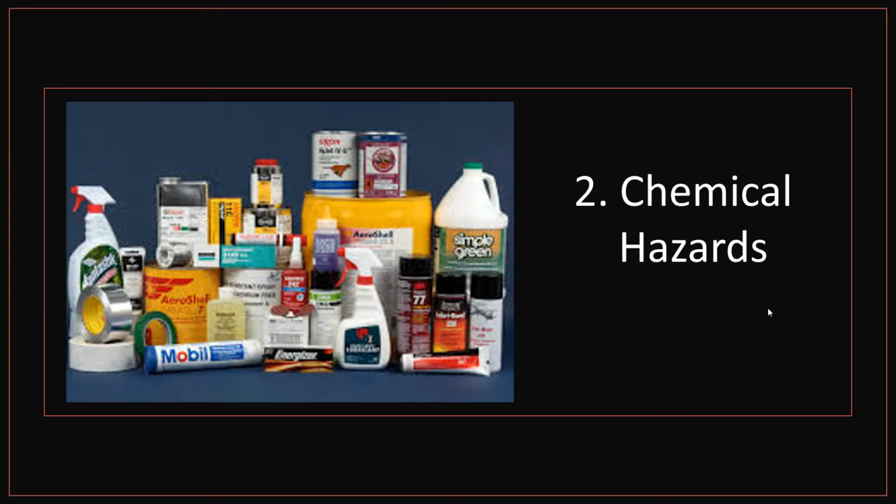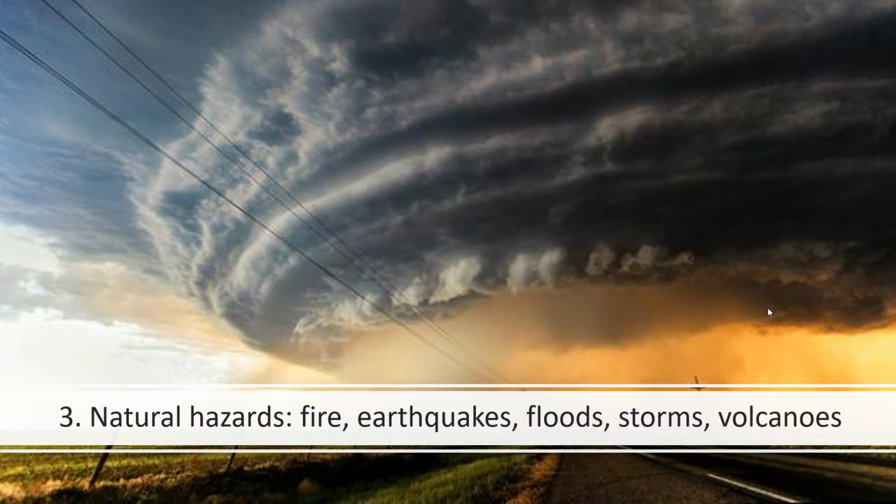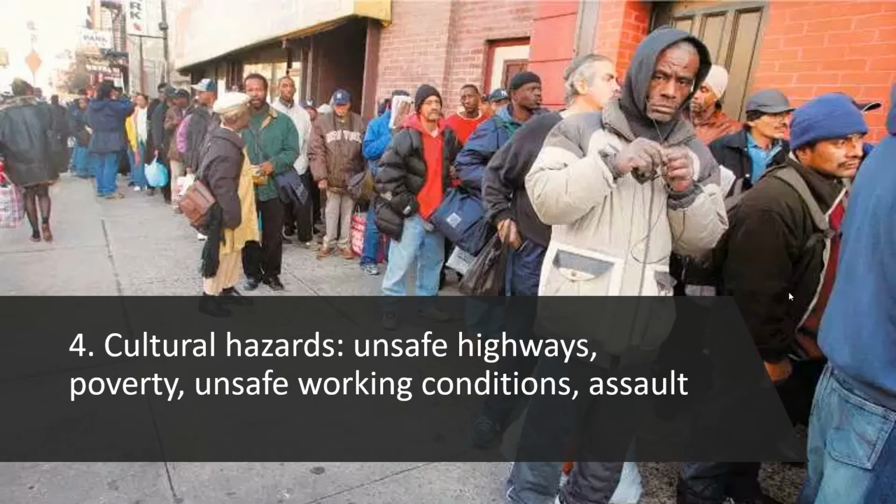Your chemical hazards, most of the stuff you can find under your sink, in the bathroom, or in your garage. Natural hazards, fire, earthquake, floods, storms, volcanoes. Cultural hazards, which can be fixed, in theory. Things like unsafe highways, poverty, unsafe working conditions, assault.